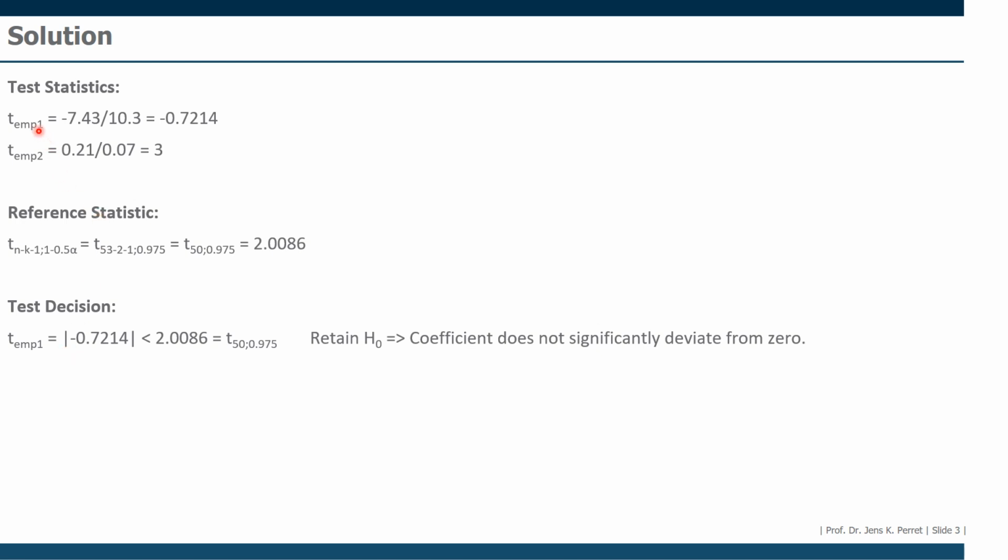That was the first part. The second part with the second test statistic. Here I'm seeing that my 3 for the test statistic is larger than the 2 point something for the reference statistic. So in this case I can reject my H0 hypothesis, which in this case means my coefficient is significantly different from 0, significantly deviates from 0. And this in other words means the related variable, so the x2, actually has a significant impact on the dependent variable, on the expenditures. Well, that's already everything there is to this exercise.